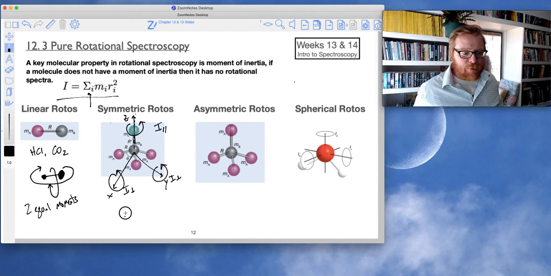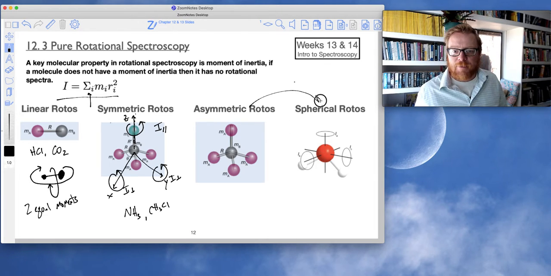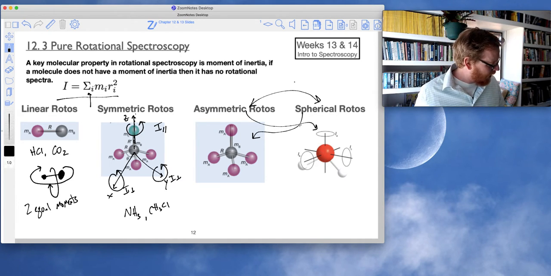Good examples of these symmetric rotors would be NH3, because it has that lone pair on top, and CH3Cl. You could probably have come up with that based on this picture. So I realized I got my two pictures backwards here. The water molecule is an asymmetric rotor. This methane molecule is a spherical rotor. So I mixed these two things up.